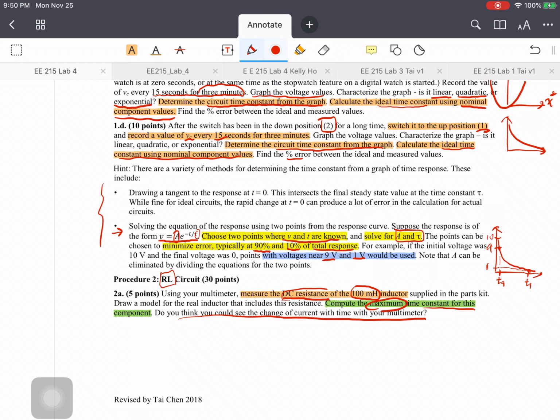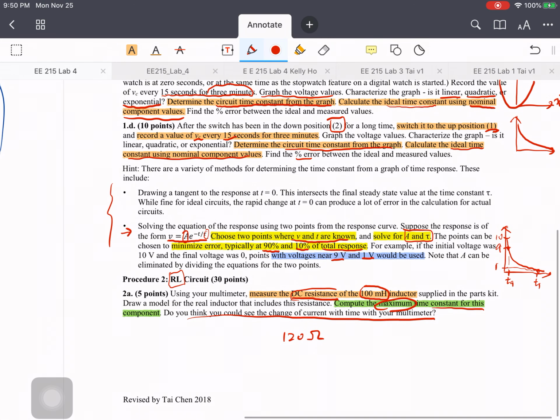Usually the DC resistance for this inductor should be, for example, 120 ohms. So that the time constant should be small. And then it is a little bit difficult to observe the change of current.